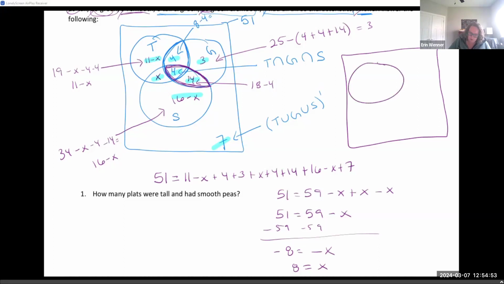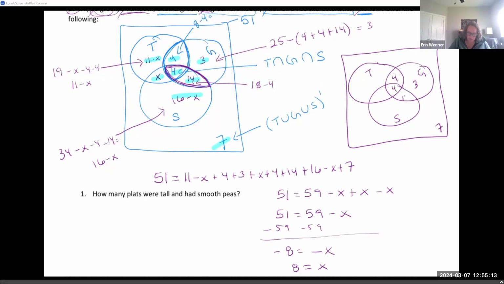So I've got tall, green, smooth. Again, all of it has to equal 51. We have 7 out here, 4, 3, 4, 14. Now we know that x has to equal 8, which means we start here with our 8.